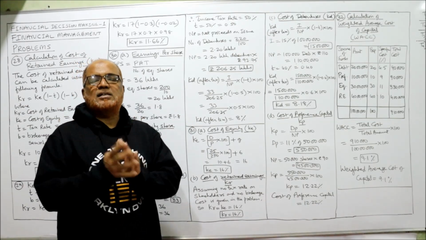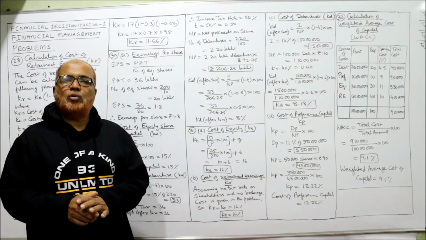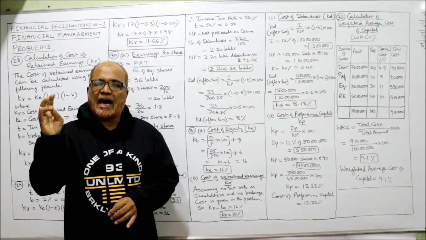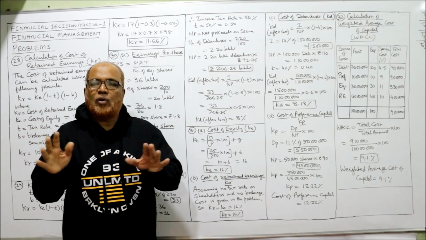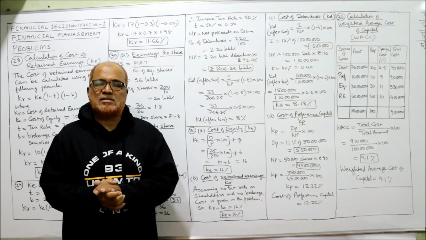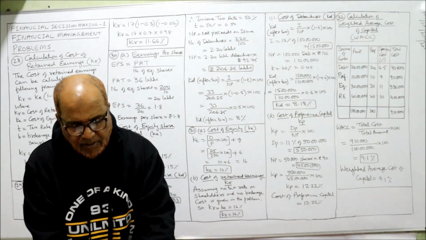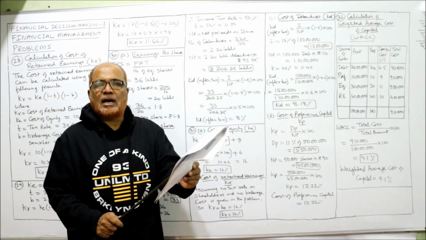So in this problem, we have to calculate KE, KR, KP and KD, all the 4 different sources of funds. We have to find out the cost. One by one we will take up. The first is equity share capital.